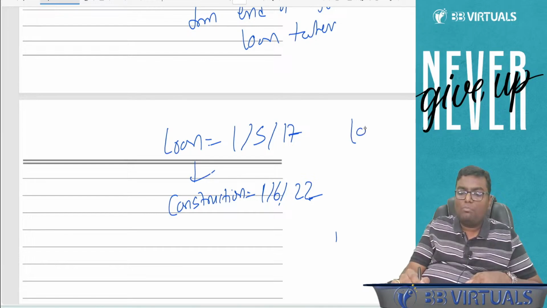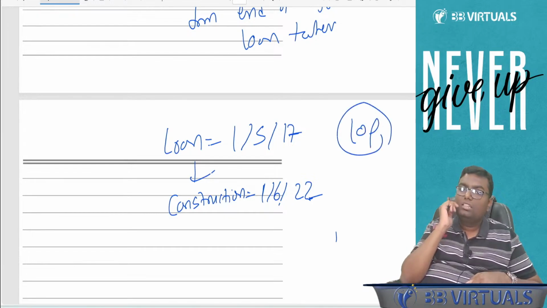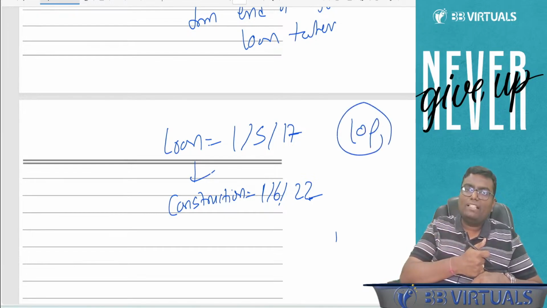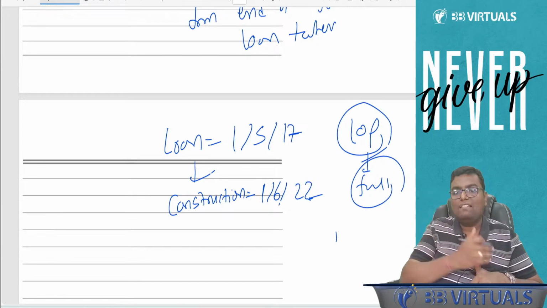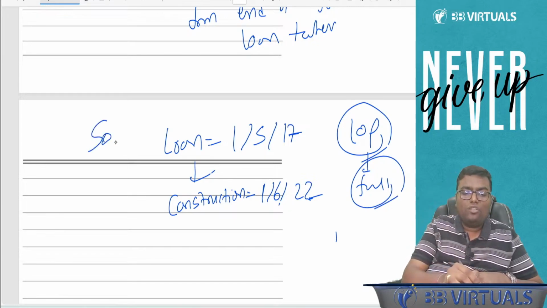And let's assume the property is a let out property. Tell me how much deduction I will get. Can I say if it is a let out property or deemed let out property, I will get full deduction? I don't have to see anything else. What if this is a self-occupied property?